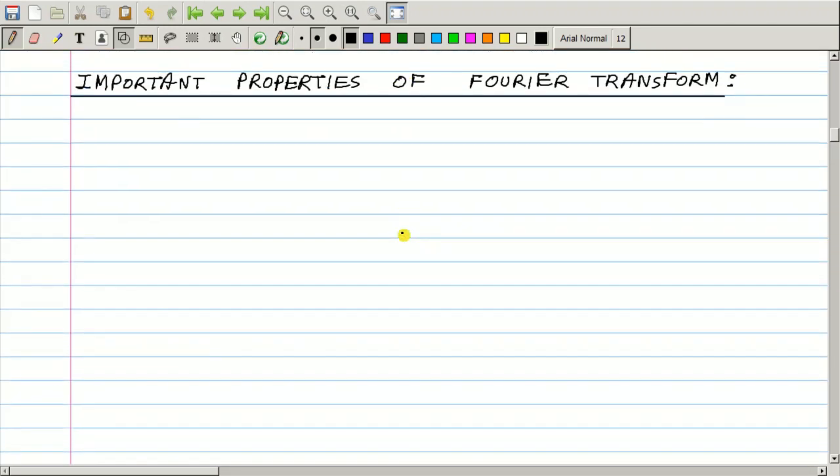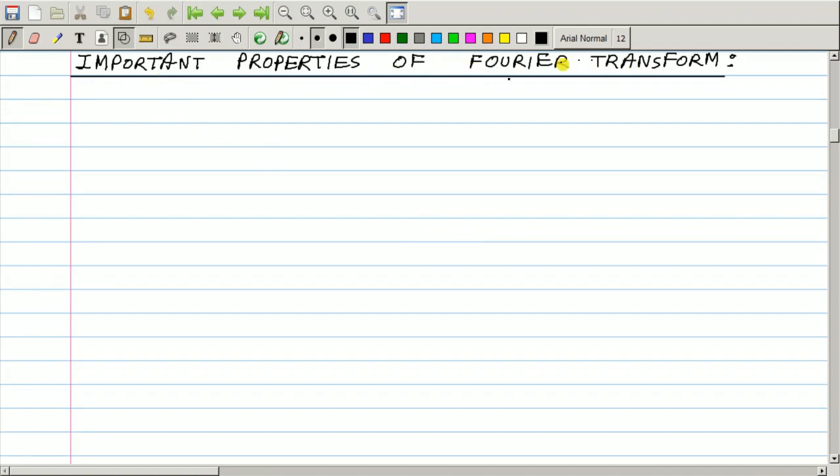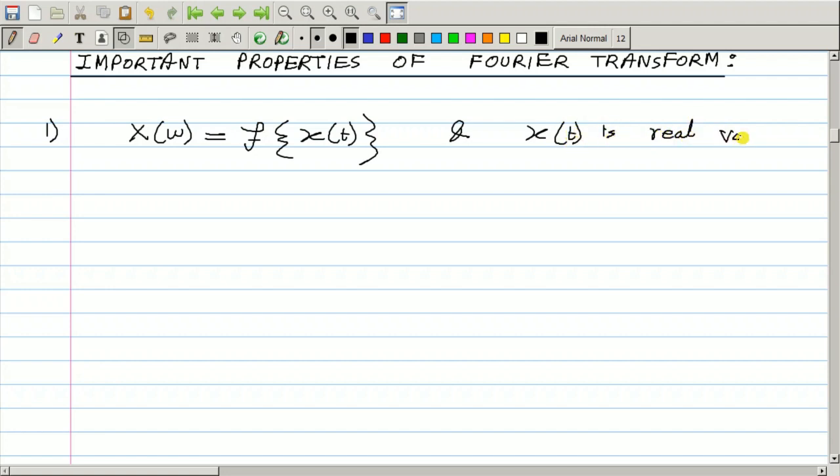Now, next we shall study some important properties of the Fourier transform. First of all, if X(ω) is the Fourier transform of a signal small x(t), and if this small x(t) is real valued, which is always the case in practical life, then X(-ω) will be equal to X(ω) star, the complex conjugate. The amplitude of the component with frequency minus ω will be the complex conjugate of the amplitude of the component with frequency plus ω. This is very easy to prove.